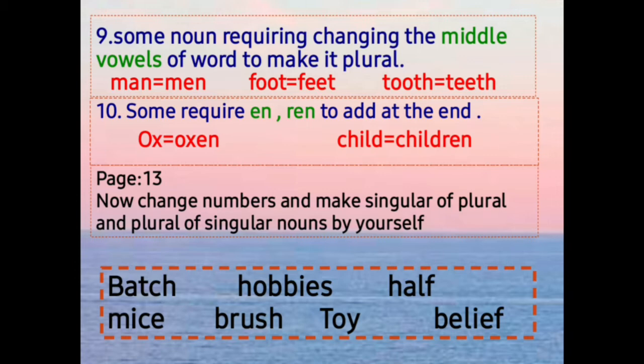The rule number 10 is some noun require en or ren to add at the end to make the noun plural. Like here is the word ox, it will be oxen. Child, it will be children. On page number 13, there is an exercise you have to solve by yourself if you have learned it very well.